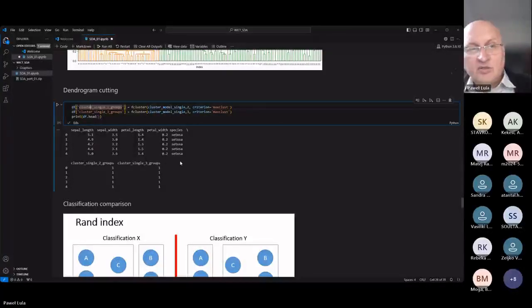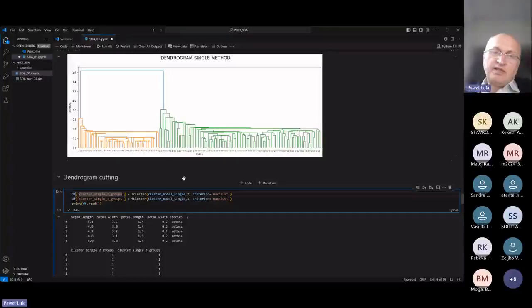I'm going to compare the results of classification, of real classification, which we have in the species column, with the results which I have in these 2 columns, cluster single 2 groups, cluster single 3 groups. And I am going to say if I obtain the same division, the same way of division of objects into groups, or no. We see that it is not the same. But how to express this using numerical values?